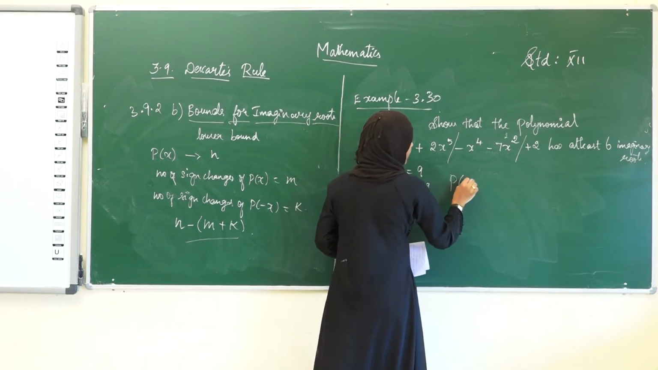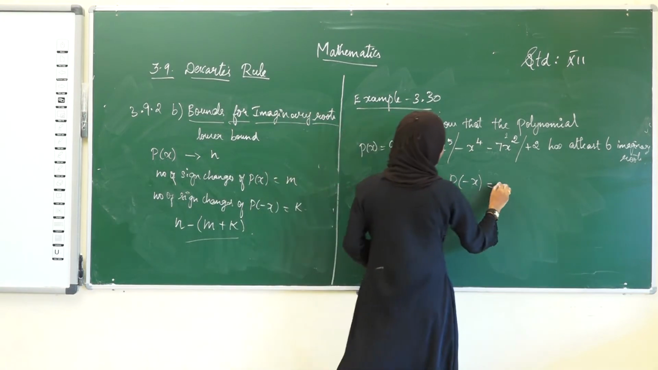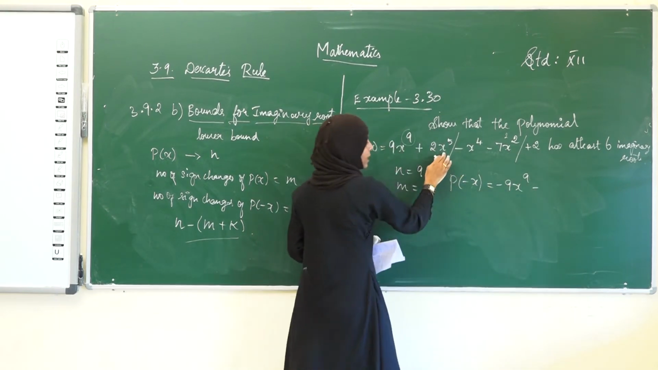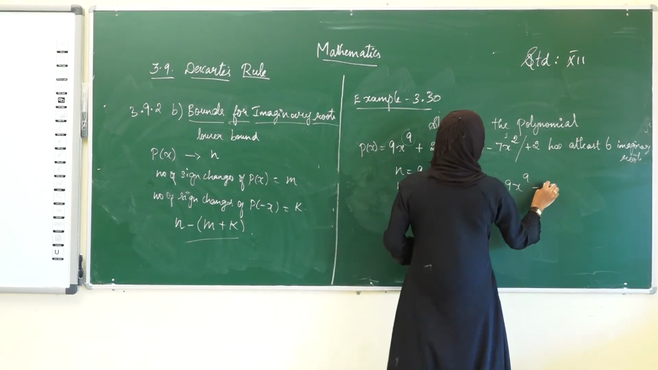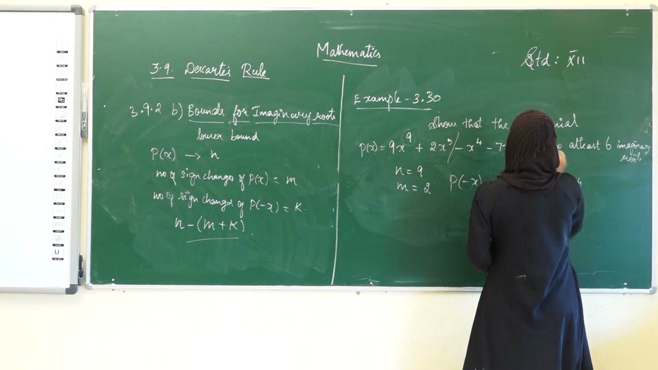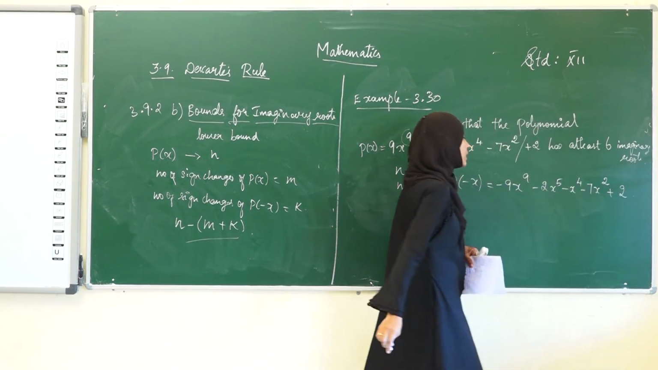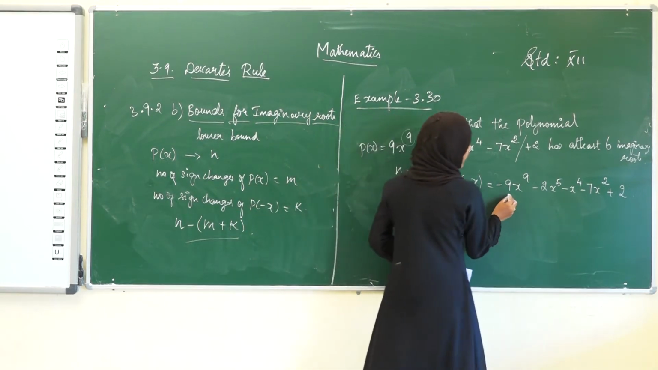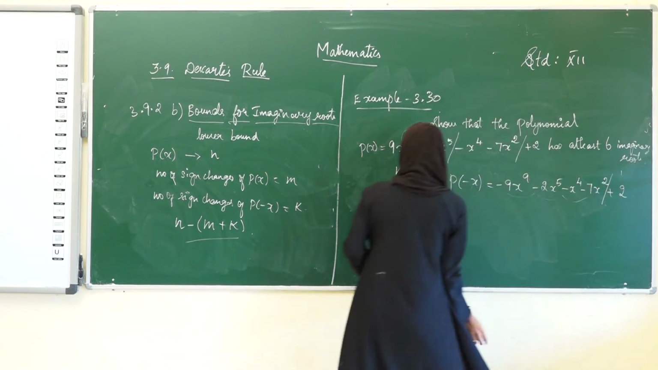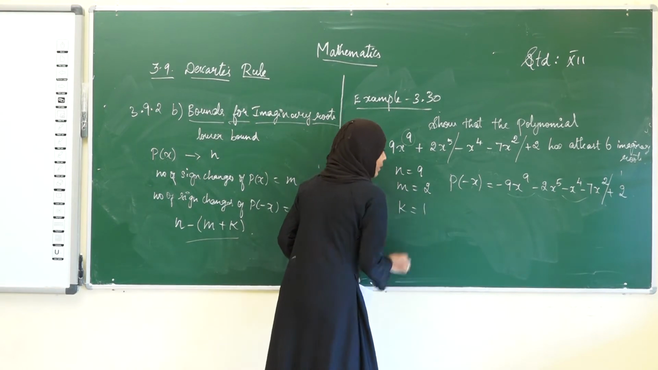Okay, now let us see what is p(-x). 9 into x^9, it is an odd number, therefore we get -9x^9. This also changes, since x^5 is an odd number, -2x^5 - x^4 - 7x^2 + 2. This is p(-x). See, where is the sign change? There is no sign change in these. Here we have only one sign change. Therefore sign changes in p(-x) is k. Therefore the value of k is 1.